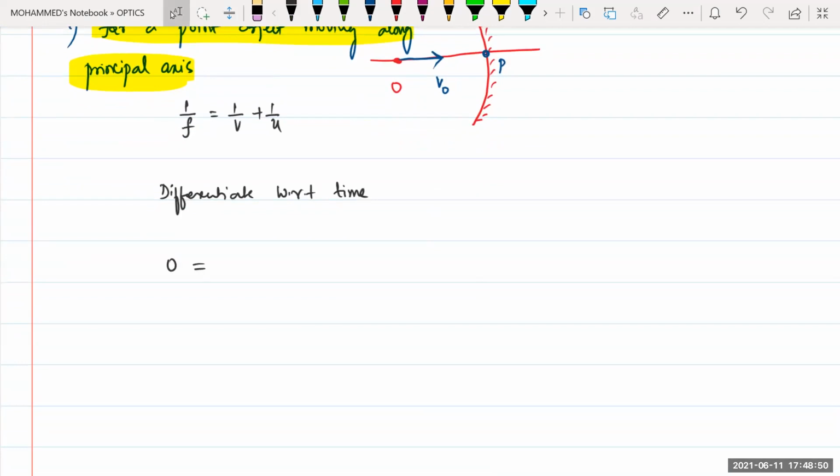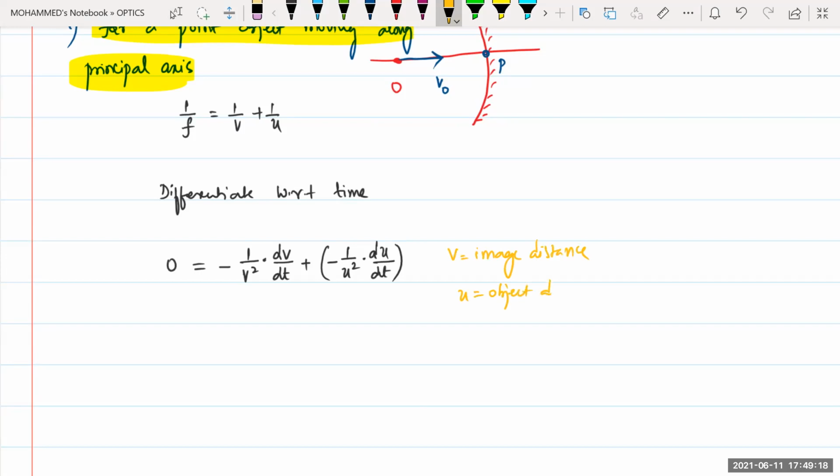Now, applying the chain rule here, this will become 1 by v square into dv by dt, plus minus of 1 by u square into du by dt. What is v here? V is the image distance. Don't take it as velocity. And u is the object distance.